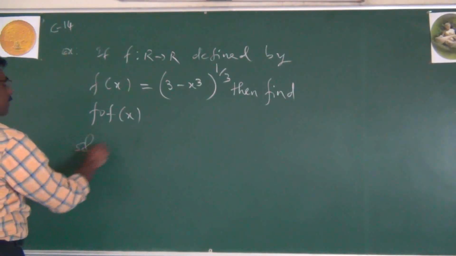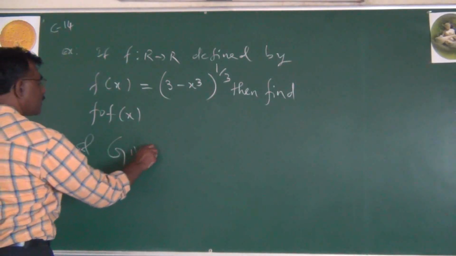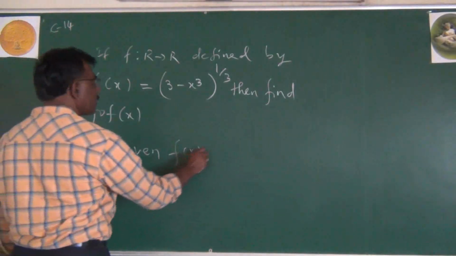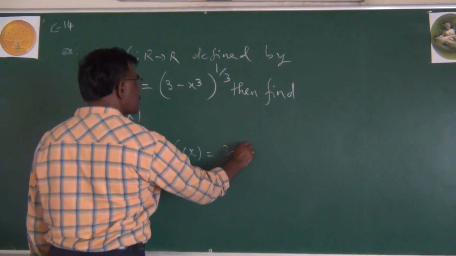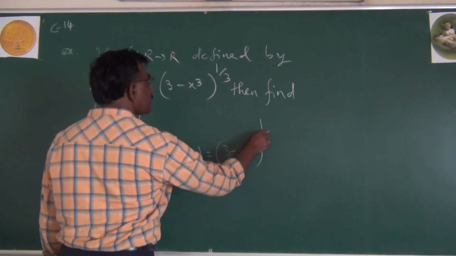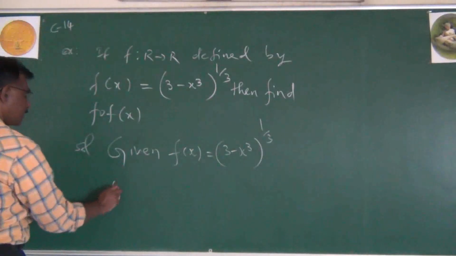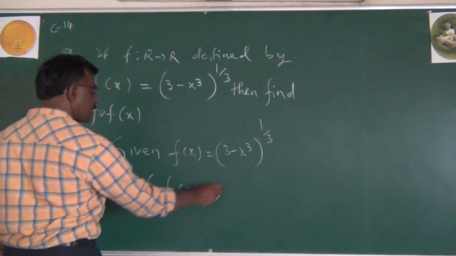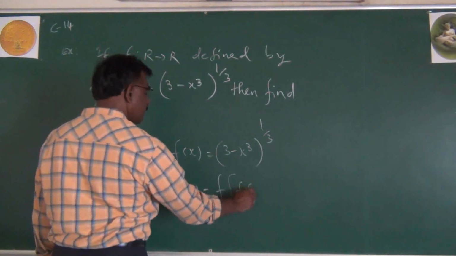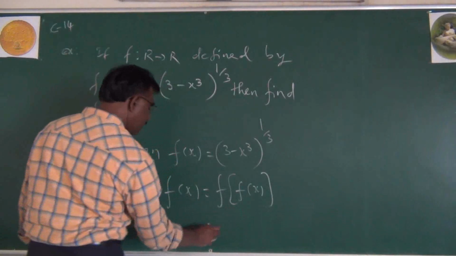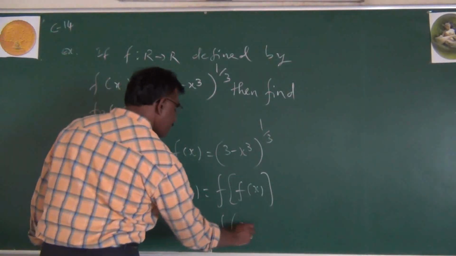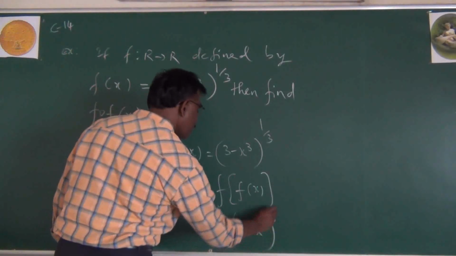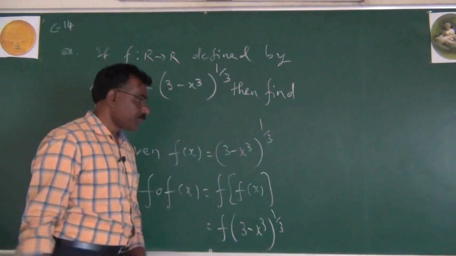Right, solution. Given, you read carefully: f of x is equal to (3 minus x cube) raised to 1 by 3. Now what is the question? f composition f of x is equal to f of f of x. What is f of x? It is (3 minus x cube) raised to 1 by 3.